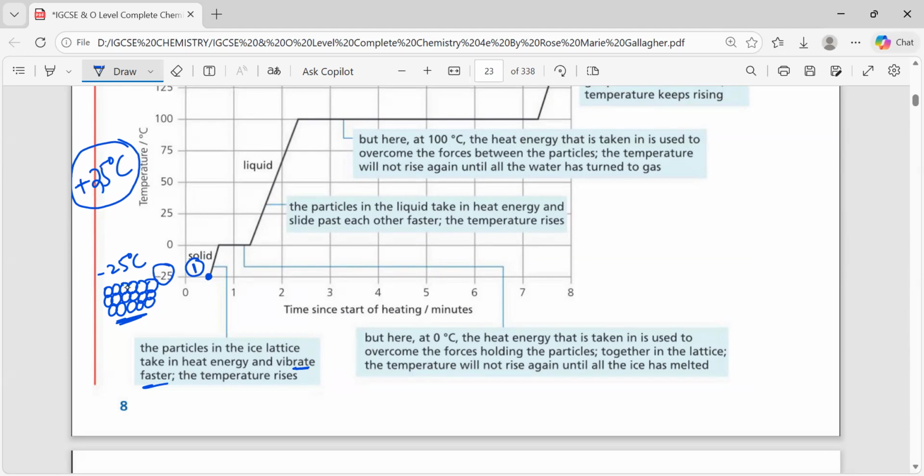So what will happen? The ice will absorb heat. Clear? And when the ice absorbs it, the particles will vibrate with greater force. Their vibrations will increase, their speed will increase. This is what is happening at point one. What is happening at point one? When you have taken the ice from the refrigerator and placed it in the room, what happens in that stage?